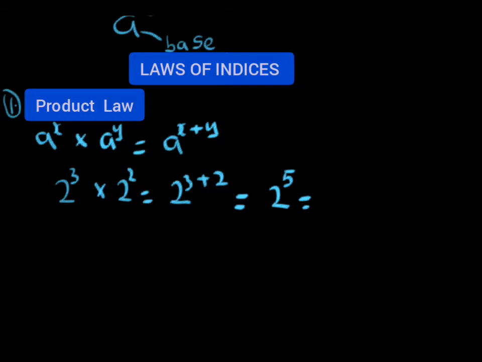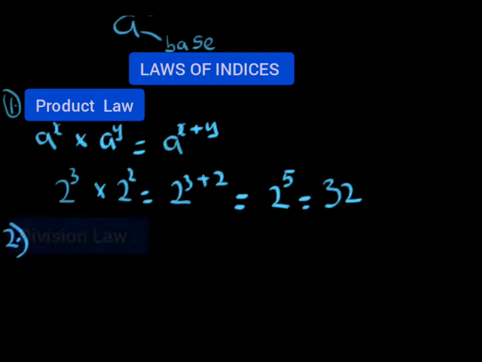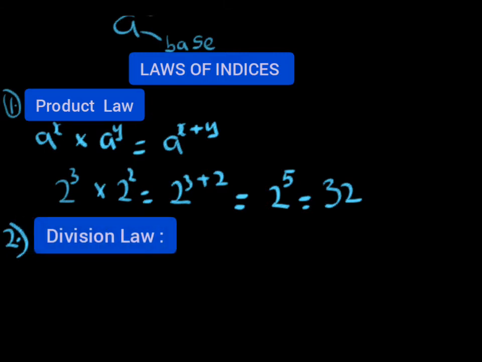So we have to find 2 raised to power 5. That would be 2 times 2 gives us 4, 2 times 4 gives us 8, 2 times 8 gives us 16, and 2 times 16 gives us 32. So that is 2 raised to power 5 being 32. How true, how true. Now, the second law is the division law.